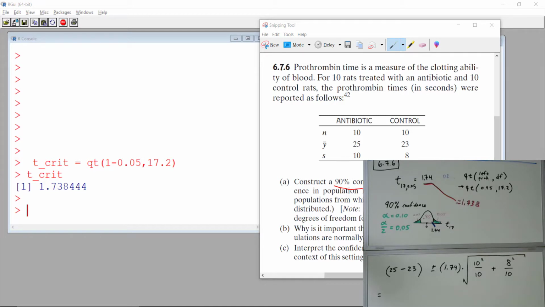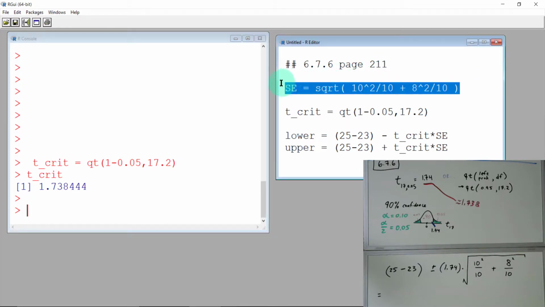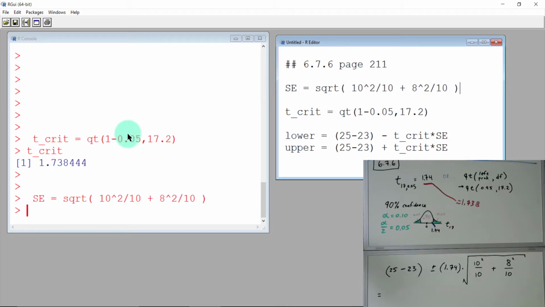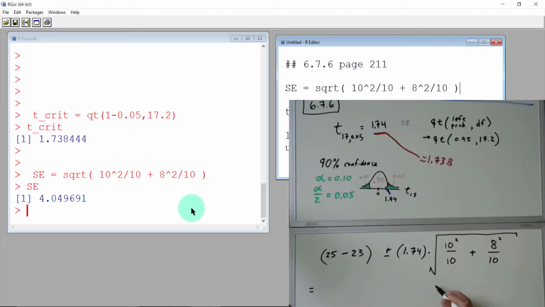I'm going to get R to help me compute this. We could do this in one fell swoop, but I'm going to do it step by step. I've got the standard error here already waiting. So square root of 10 squared over 10 plus 8 squared over 10. Tell me what that is, R. Okay, so that is 4.049691.